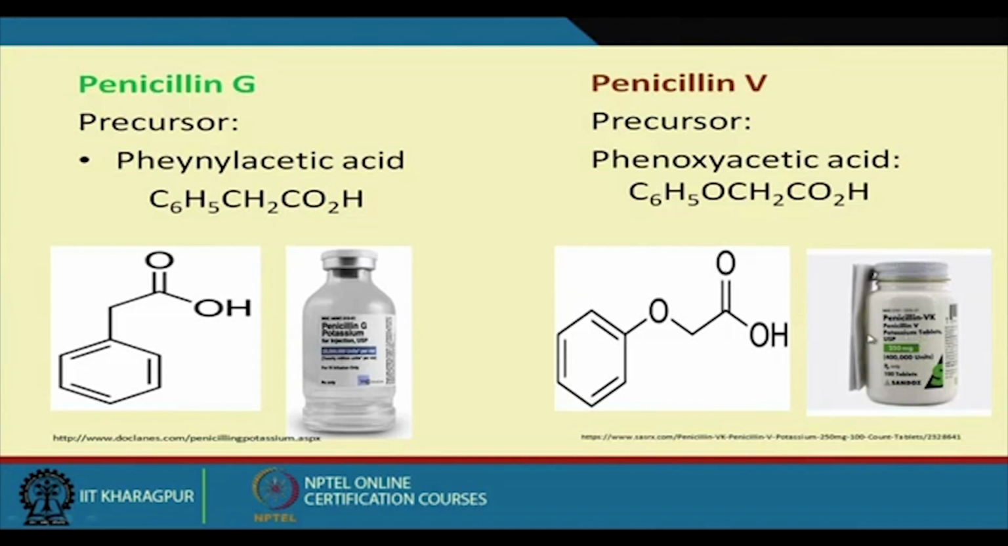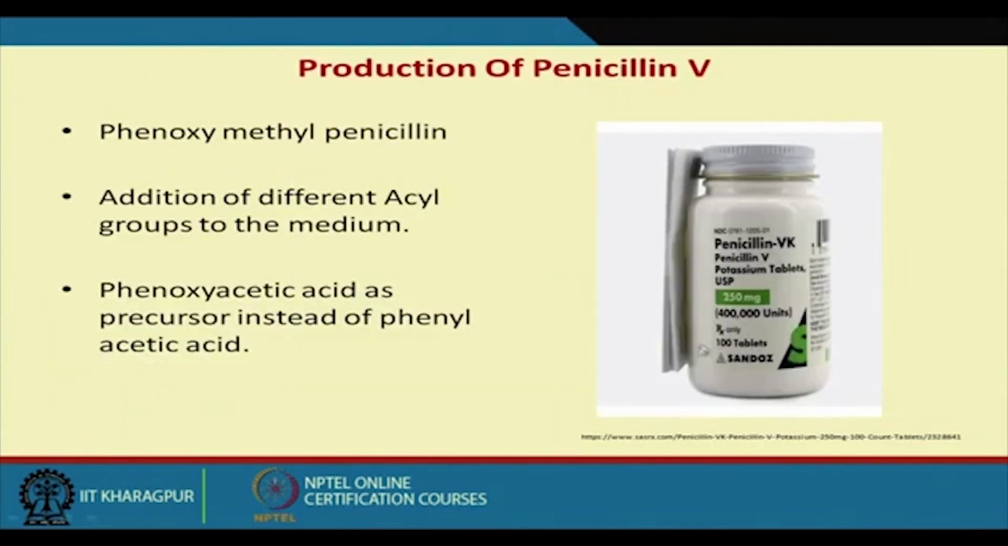is used maybe in the form of capsules. That is where we use the phenoxyacetic acid. This is used in the form of tablets. This is penicillin V, where the phenoxy O group is there. This is CH2, but the O group is there, that is why we call it phenoxy. So this is used for the production of penicillin V.